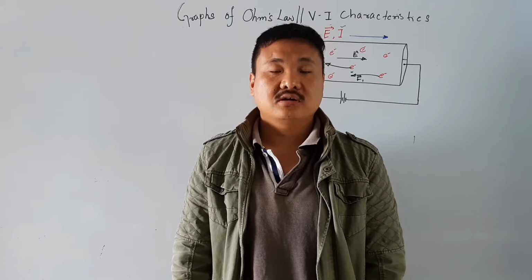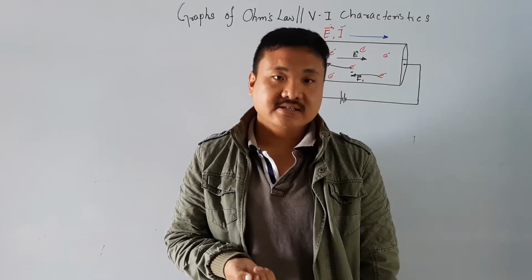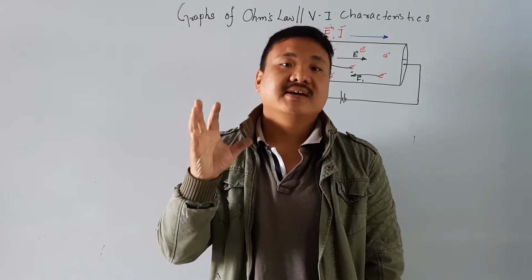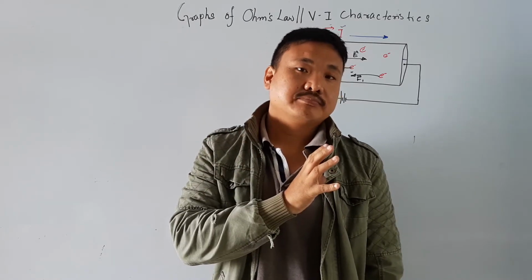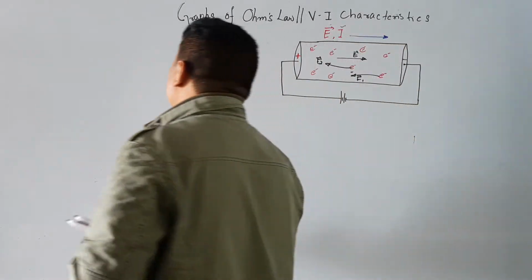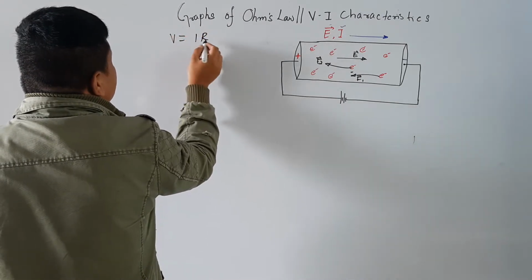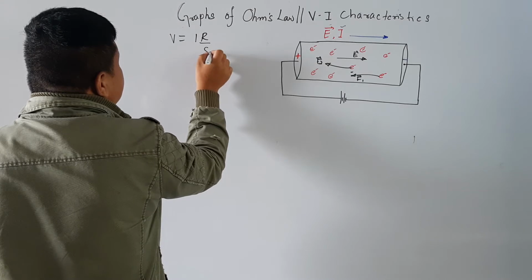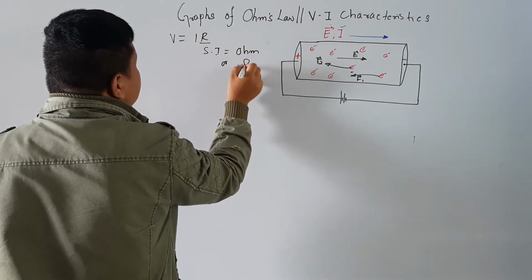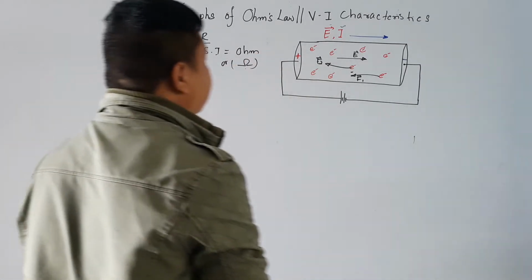Graphs of Ohm's law, which are also called VI characteristics. That is, we plot the graph between the potential difference and the electric current. So we have the Ohm's law as V equals I R, where R is resistance, whose unit is ohm or simply omega. This is the symbol omega for ohm. So this we have done.